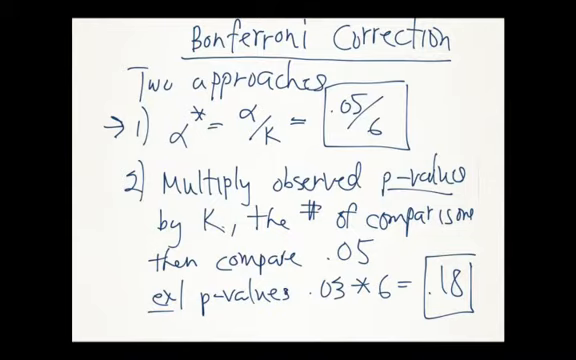Okay, and we do this because when we're doing a large number of tests, we know that we're going to get inflated type 1 error rates, and we want to avoid that, so we do this thing called the Bonferroni correction. Okay?